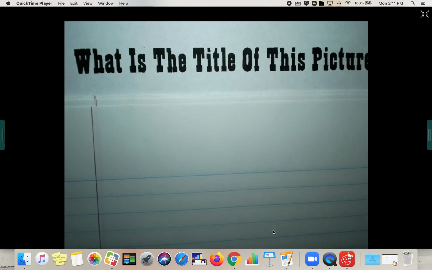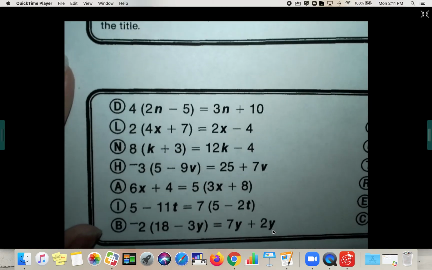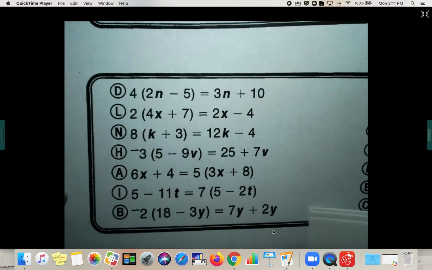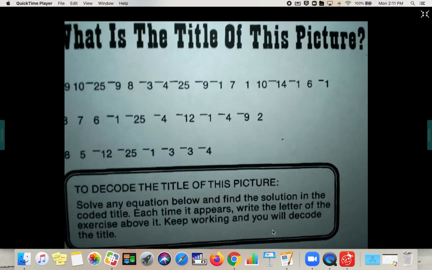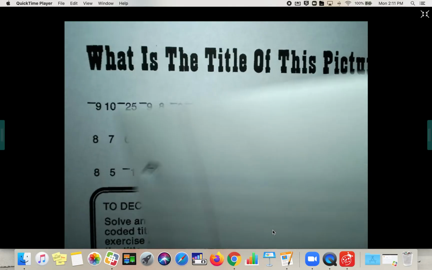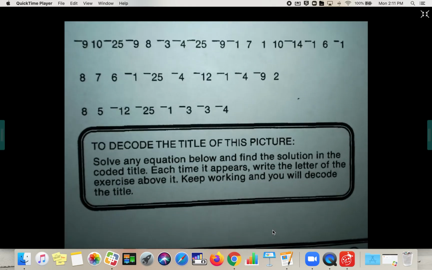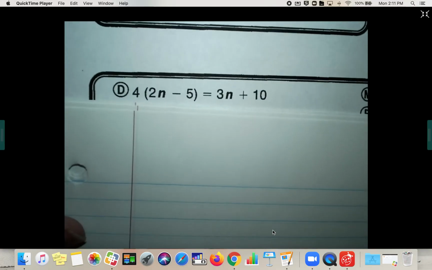Multi-step equations, and you should have this fun little riddle worksheet in front of you. So I'm going to work all of these out, and you can either work them out with me or try them on your own and fast forward and see if you got the right answers. And the answers should be up here in this little riddle if you want to check and make sure that you did it right. So I'm going to start with D.